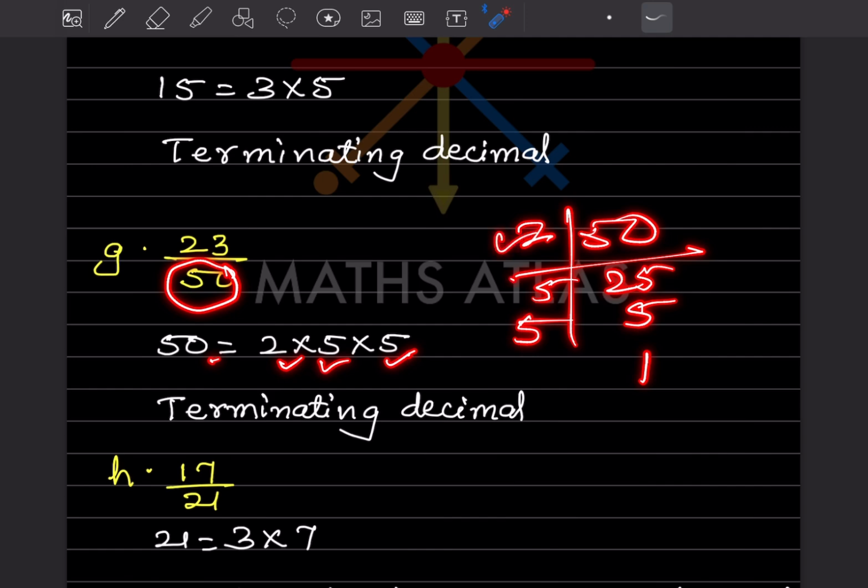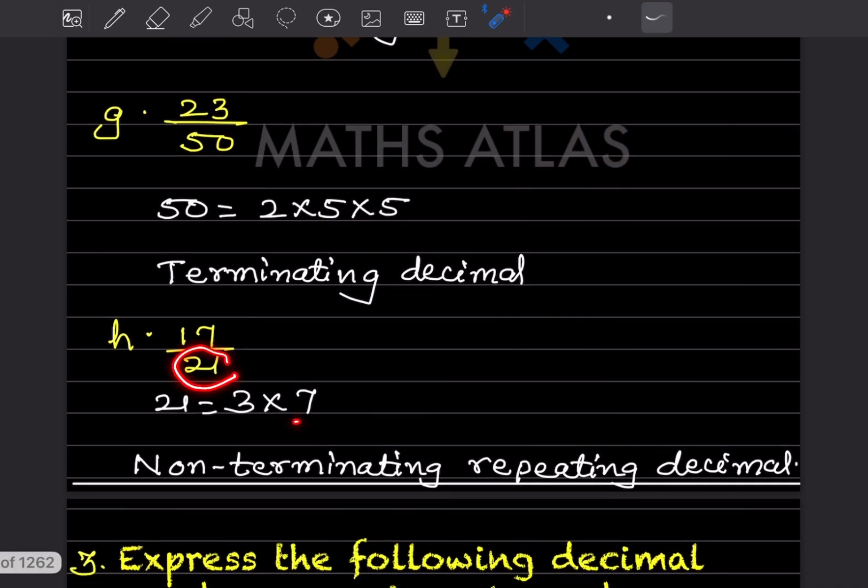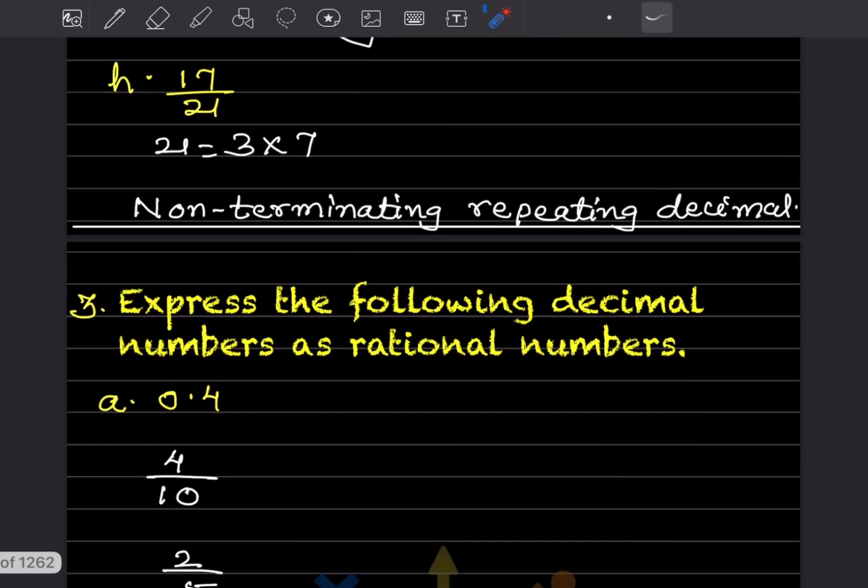5 ones are 5. So we can see the factors here: 2, 5, 5. Again for 21, the factors are 3 and 7. So here we don't have 2 and 5, so that will be a non-terminating repeating decimal.